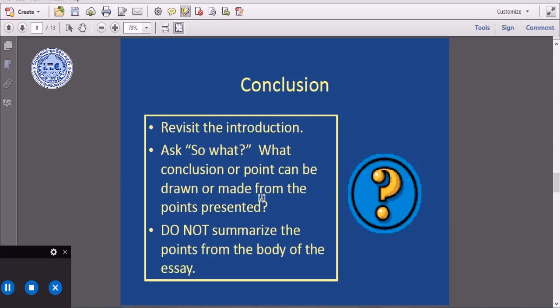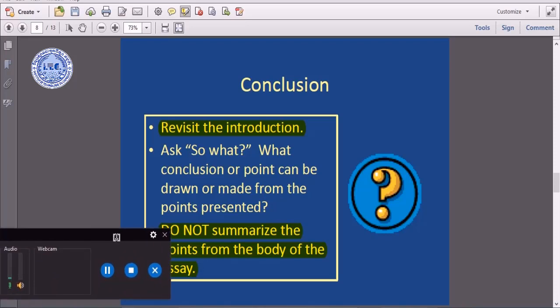Okay, so what you can do in conclusions. Revisit the introduction, like we usually do in the conclusion paragraph. You can restate, right? So you revisit the introduction. What conclusion or point can be drawn or made from the points presented? So what should be the conclusion? What should be the point that you want to make? You do not summarize the points from the body of the essay. What you have to remember: do not summarize, okay? So you can restate what point can be drawn for the conclusion, and somehow you can give your suggestion or your prediction about the topic. So that's what you can do, okay?